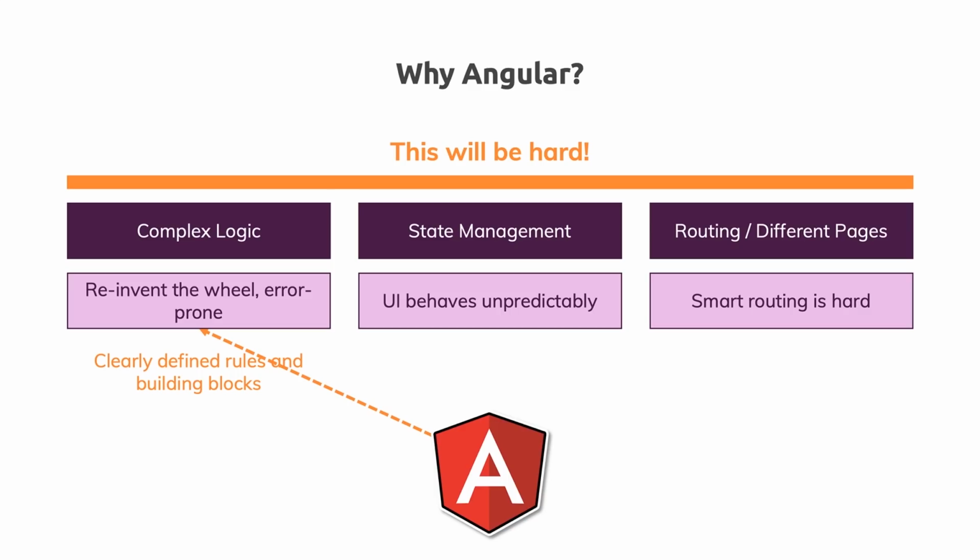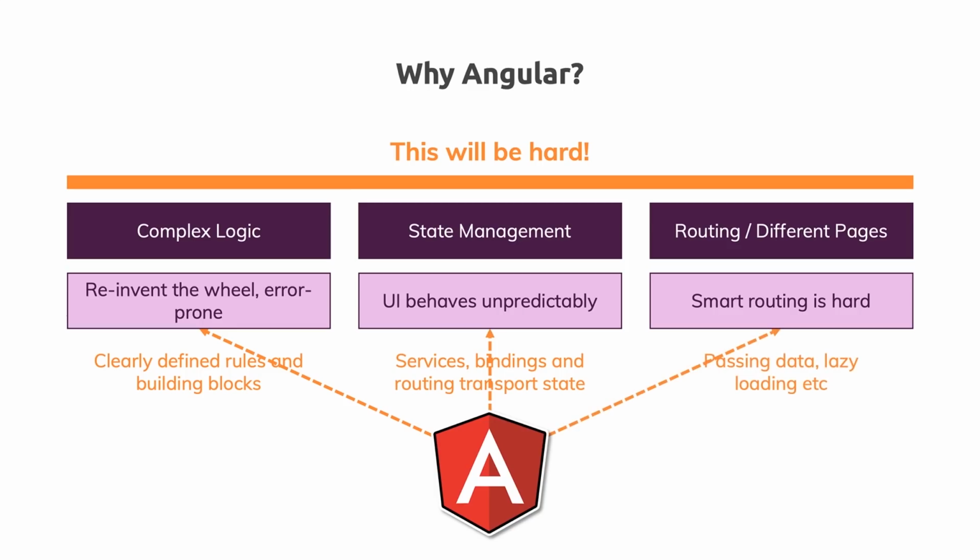It gives us clear rules of how we structure our app with components, directives, services, and so on, so that we have a clear plan of building a bigger app. It helps us with services, bindings, and with routing to transport state around. And speaking of routing, there it helps us with passing data and with lazy loading, etc. So this is why we will use Angular from the next section on.